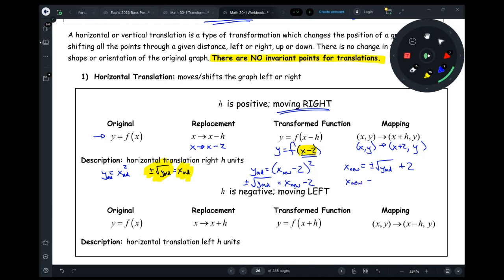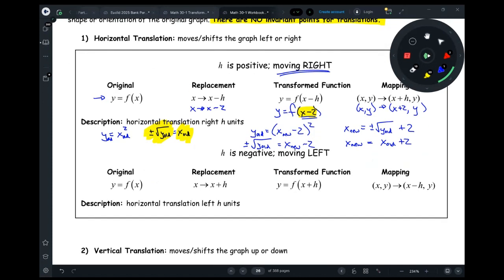Okay, so my new x coordinate is the old x coordinate plus 2. It has increased by 2 because in order to get the x new by itself, I had to add the 2 to the other side. I had to move it over. And so that's why when you're seeing x minus 2 in the function, it actually means plus 2 on the actual graph when we talk about the actual points on the graph. That's why the mapping is like that.